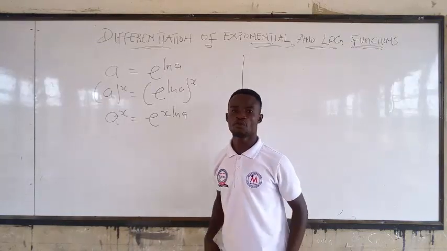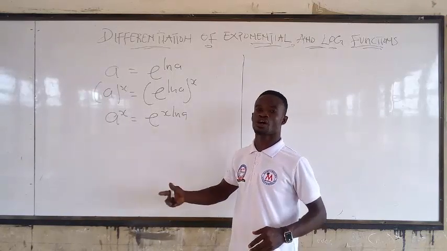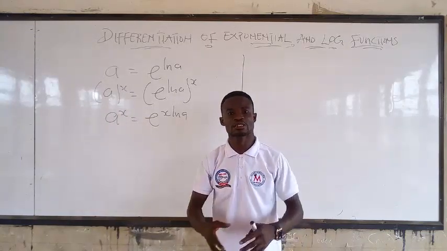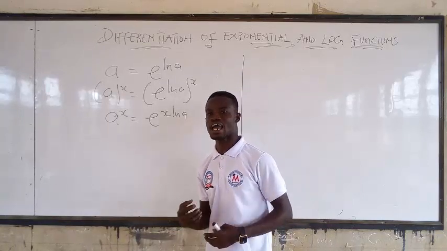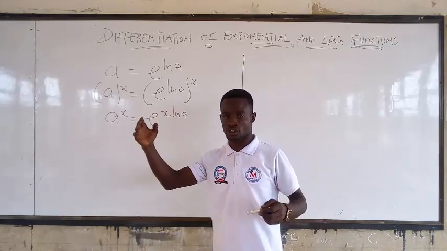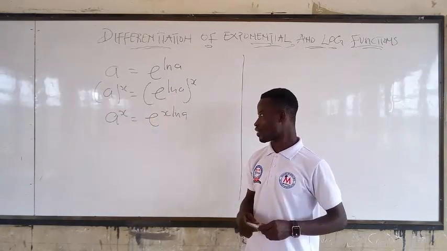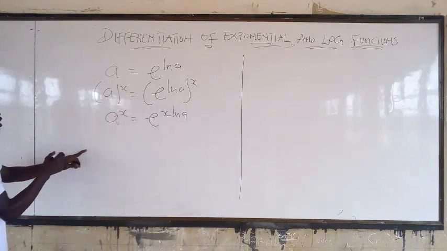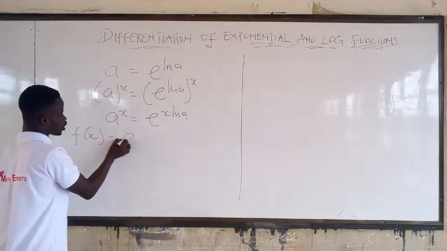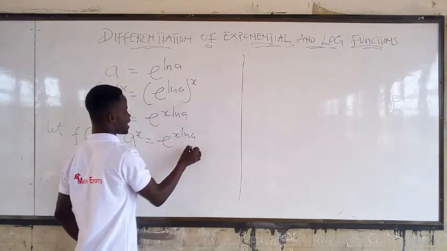Alright. And now we are saying that we want to take the derivative of an exponential function, and we can see that this is something like an exponential function. Now the exponential function can be a function over another function or a constant over another function. Okay? So now let's assume f of x is equal to a raised to the power x, which is equal to e raised to the power x ln A.